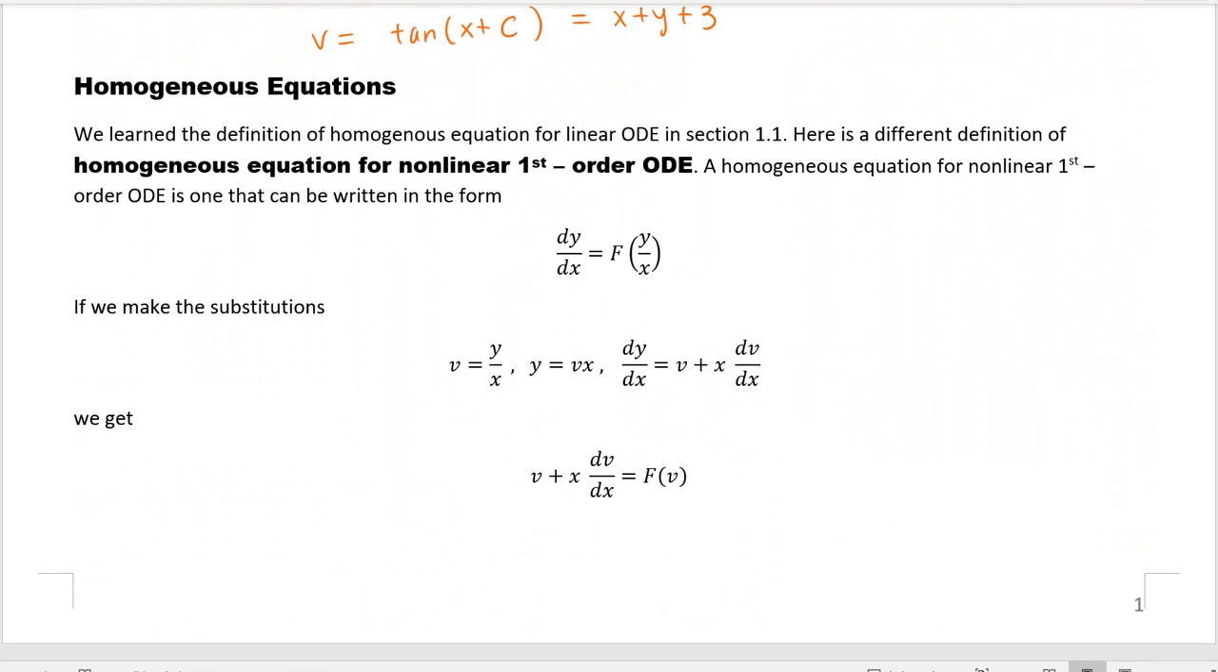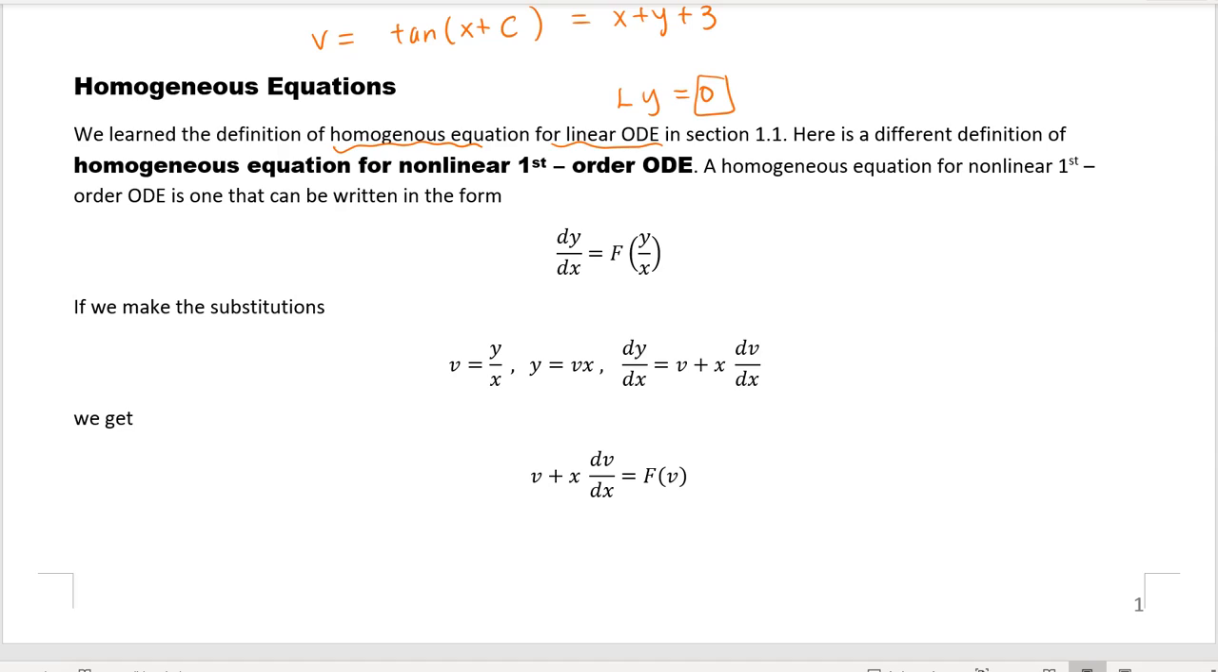Homogeneous equations. We learned the definition of homogeneous equations for linear ODE in session 1.1. Here is a different definition of homogeneous equations for nonlinear first-order ODE. Okay, do you remember the definition for linear ODE? Well, that is, we have the operator L y equals 0, so we just have the right-hand side being 0. Then we get a homogeneous linear ODE.